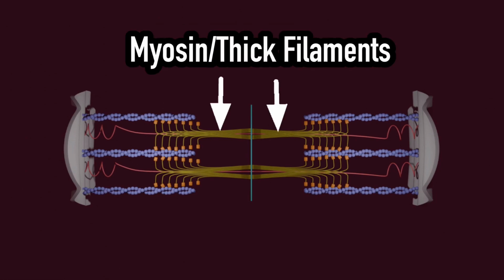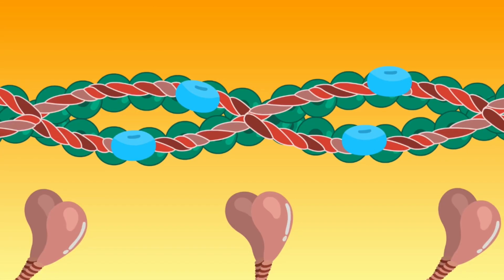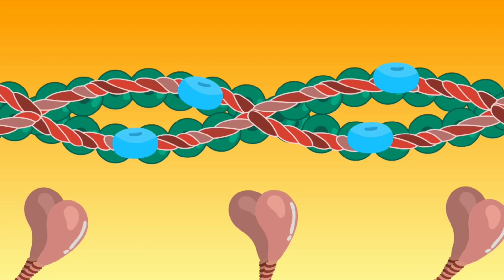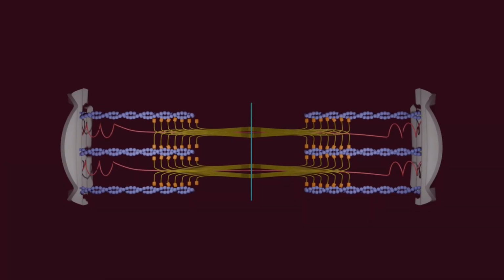Actin are the thin filaments, myosin are the thick filaments. The actin filaments are covered in two proteins, troponin and tropomyosin. These proteins act as a lock. And if we closely look at the myosin or thick filaments, we can see that it's covered in tiny structures named myosin heads. These structures are also important.